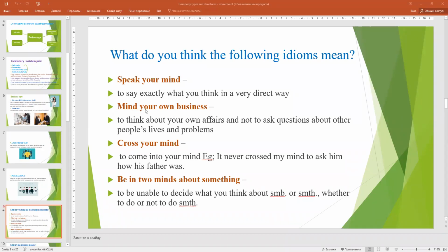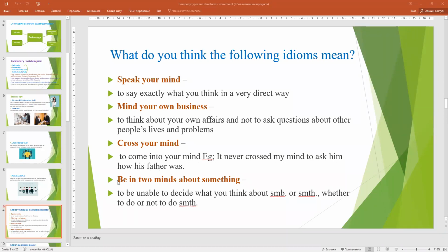And mind your own business. To think about your own affairs and not to ask questions about other people's lives and problems. Cross your mind. Cross your mind is to come into your mind. It never crossed my mind to ask him how his father was.